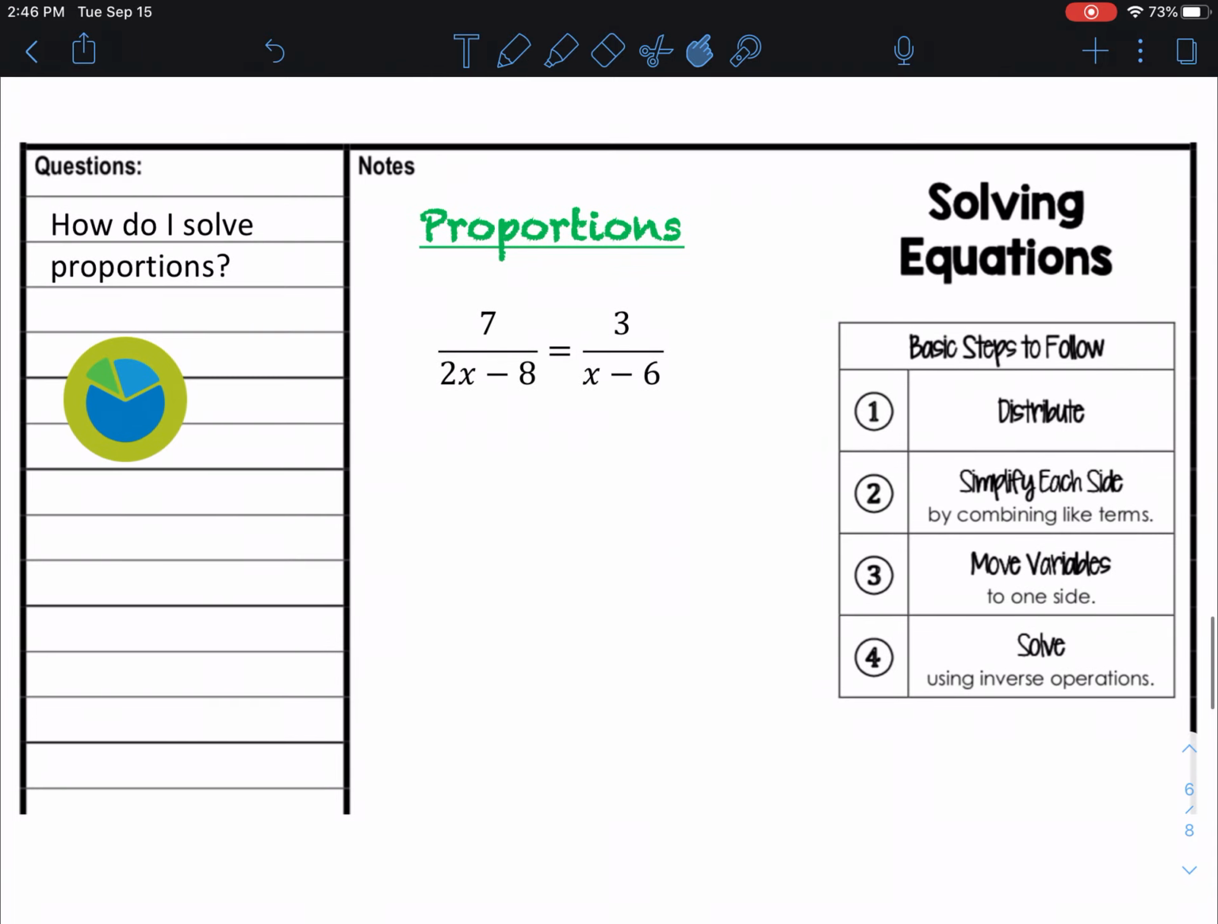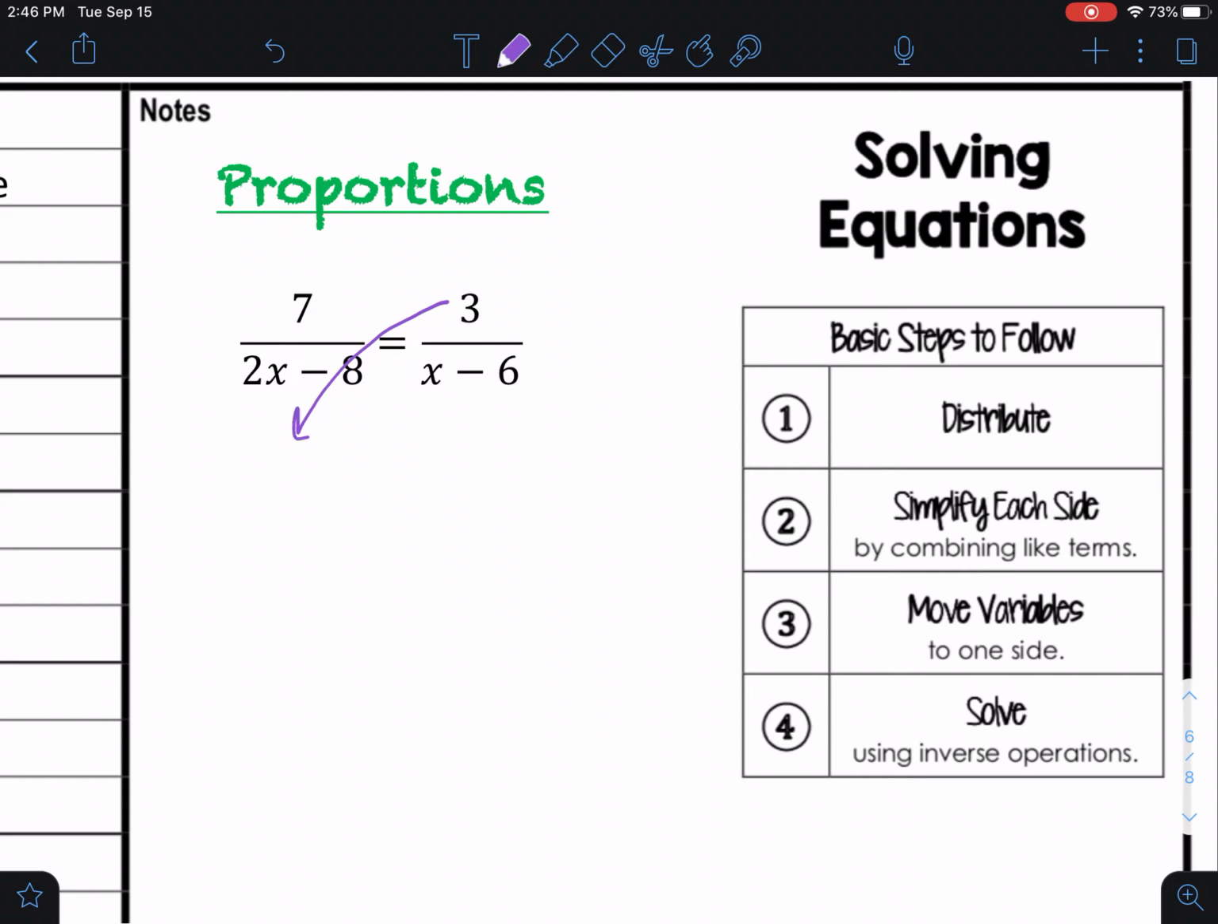Okay? All right. So now let's take a look at a couple of other ones here. Things that might come up like proportions. So if you maybe remember this, proportions, you see these steps here, you're like, well, I don't have any distribution, I don't have any combining of like terms, get my variables to one side. Well, I'm not really there. So first of all, you have to do something here. With proportions, I don't know if you remember these or not, but with proportions, you cross multiply. So you multiply these two things and you multiply these two things.